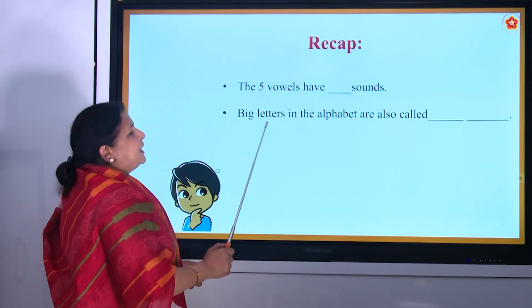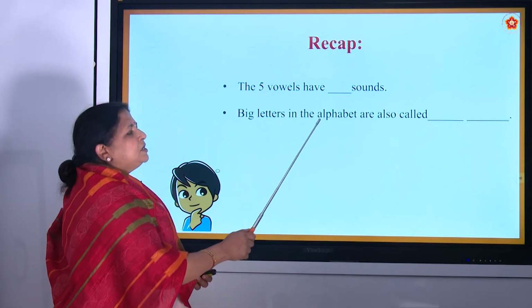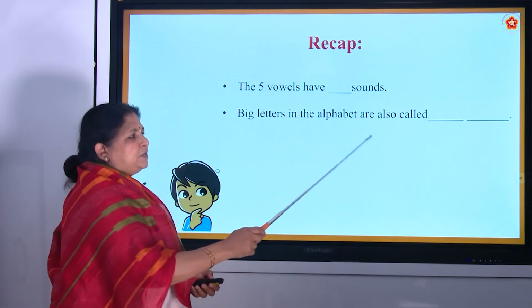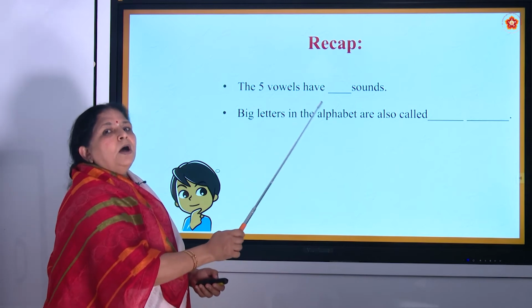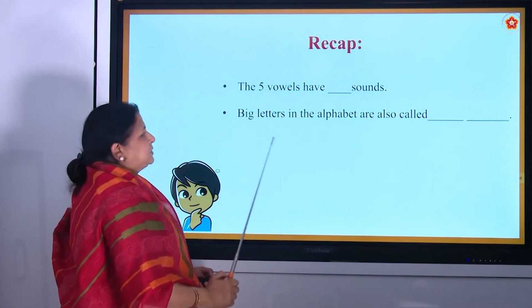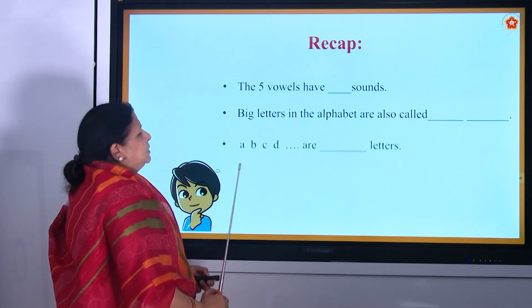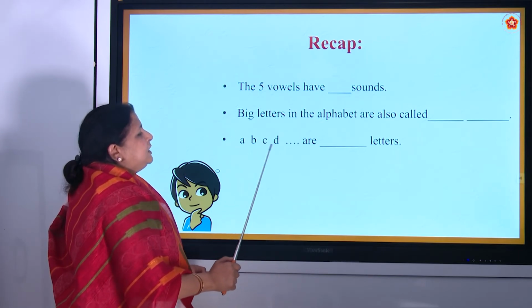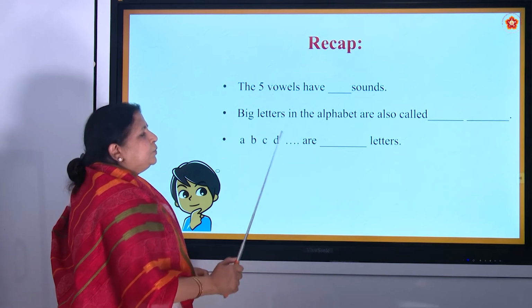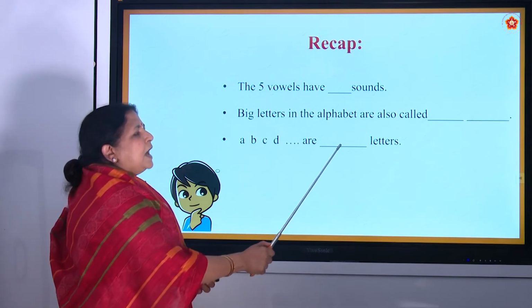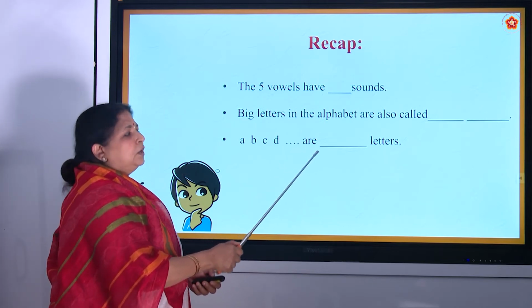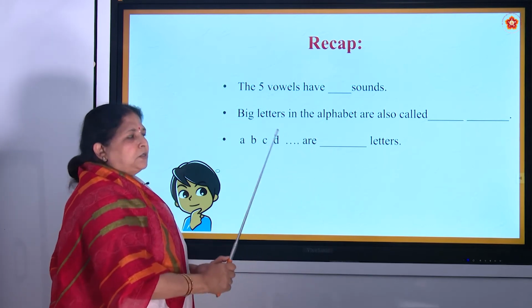Now the big letters in the English alphabet are also called capital letters or uppercase letters. Both are correct. Now A, B, C, D, continuing till Z, are dash letters. So it can be lowercase letters or small letters. Both are correct.